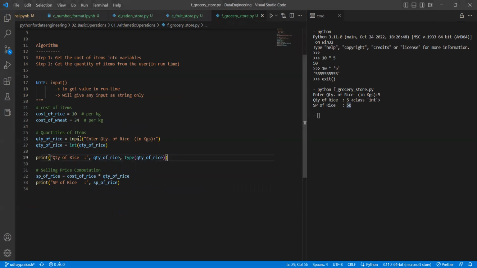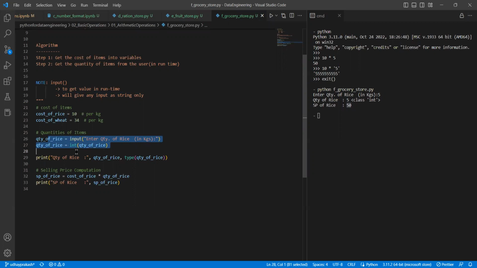Yes, please. So input is a function which we use for getting a value at runtime. If you want to take any value at runtime when the program is running, that's what input is used for. But unfortunately, input takes everything as a string only. So we cannot use a string here, right? In this case, quantity means we want an integer. If you want an integer, convert to integer and use it. That is the only solution.